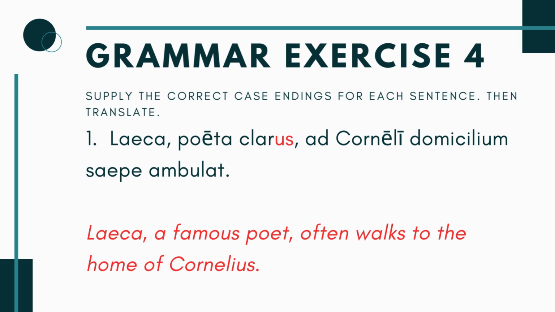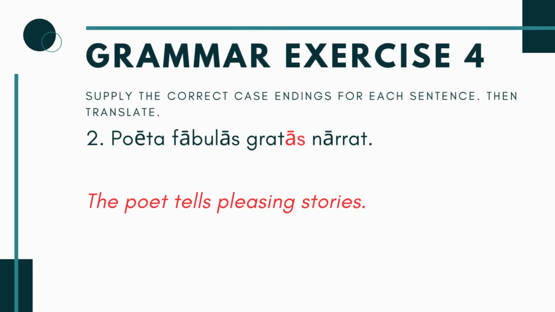And I know I'm taking a little longer to explain it, but this is a really good place to start because it'll show you that it's not just about matching endings. You always want to think case, number, gender. Those 3 things will never steer you wrong. Okay. So you're saying Laika, a famous poet, a poeta clarus, right, a famous poet, he often walks to the home, the domicilium, right, the dwelling or home of Cornelius.